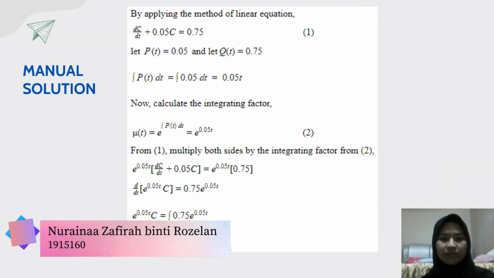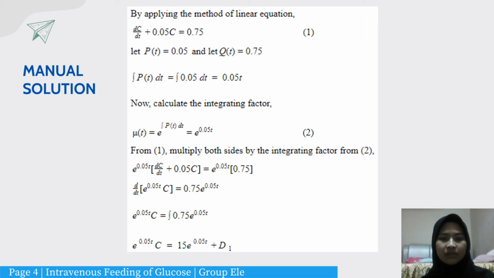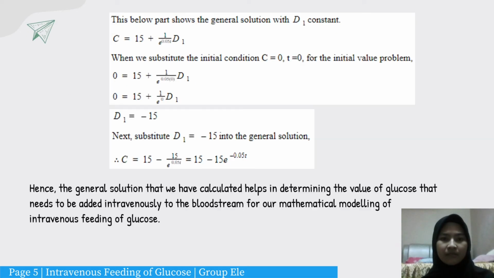Okay, as for manual solution, we use the method of linear equation to solve the first order ODE like Farah has said before. By calculating the integrating factor, we will get e to the power 0.05t. Next, from 1, multiply both sides by the integrating factor and solve the equation. We will get the general solution as shown in the slide. Next, we need to substitute the initial condition to solve for the IVP, and we will get d1 equal to negative 15 and substitute back into the general solution. Therefore, we will get the solution as shown. Hence, the general solution that we have calculated helps in determining the value of glucose that needs to be added intravenously to the bloodstream for our mathematical modeling of intravenous feeding of glucose.